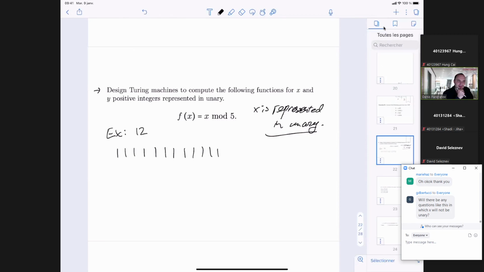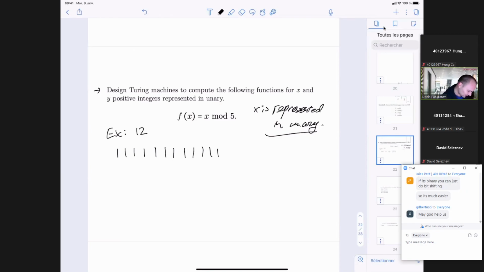Will there be any questions like this in which x will not be in unary? It's possible that we can ask you about where x is in binary, but for instance, if you're doing division by 2, it's even easier. But most of our Turing machines are in unary. So it's a very low chance. Yeah, if it's binary, you just erase the last bit.